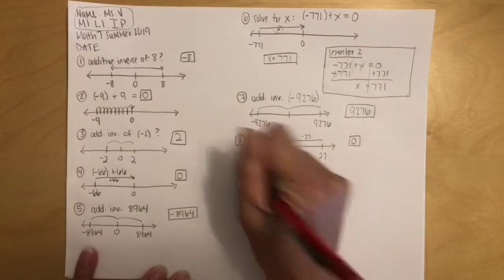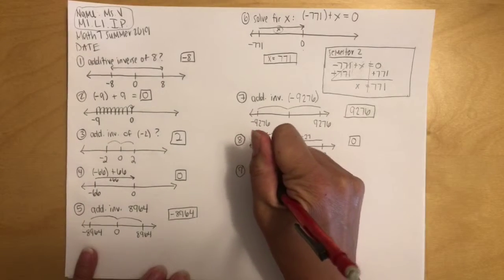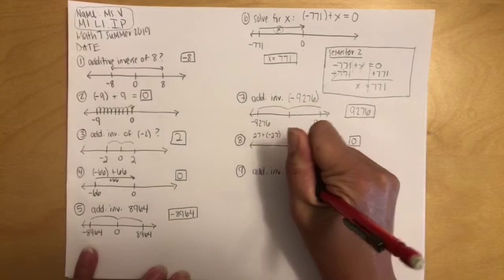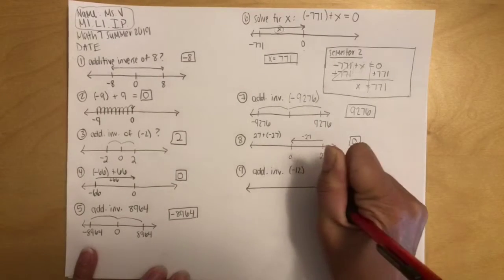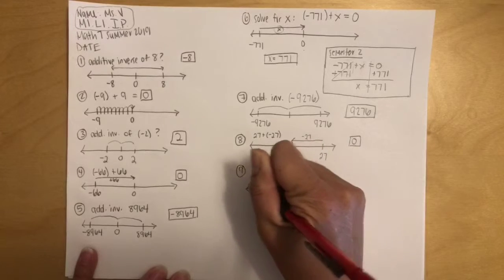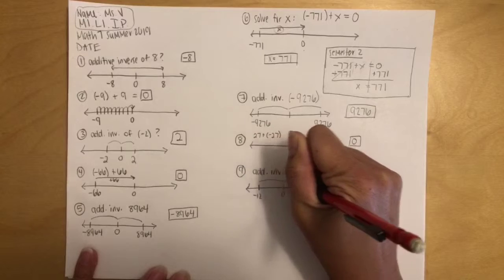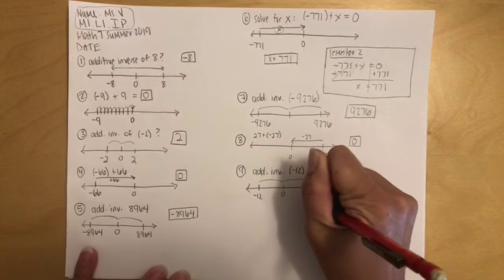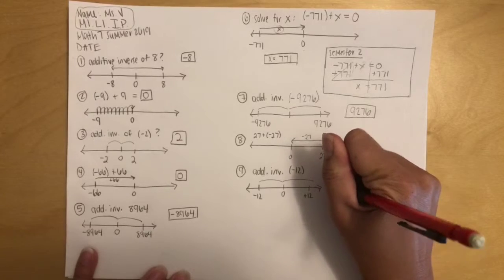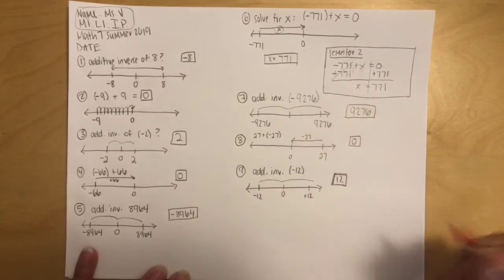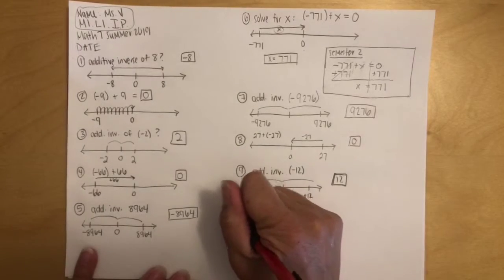Number 9. What is the additive inverse of negative 12? Okay, well, we're at negative 12, and the additive inverse is positive 12. And you don't have to write the positive because just putting the number by itself means it's positive.